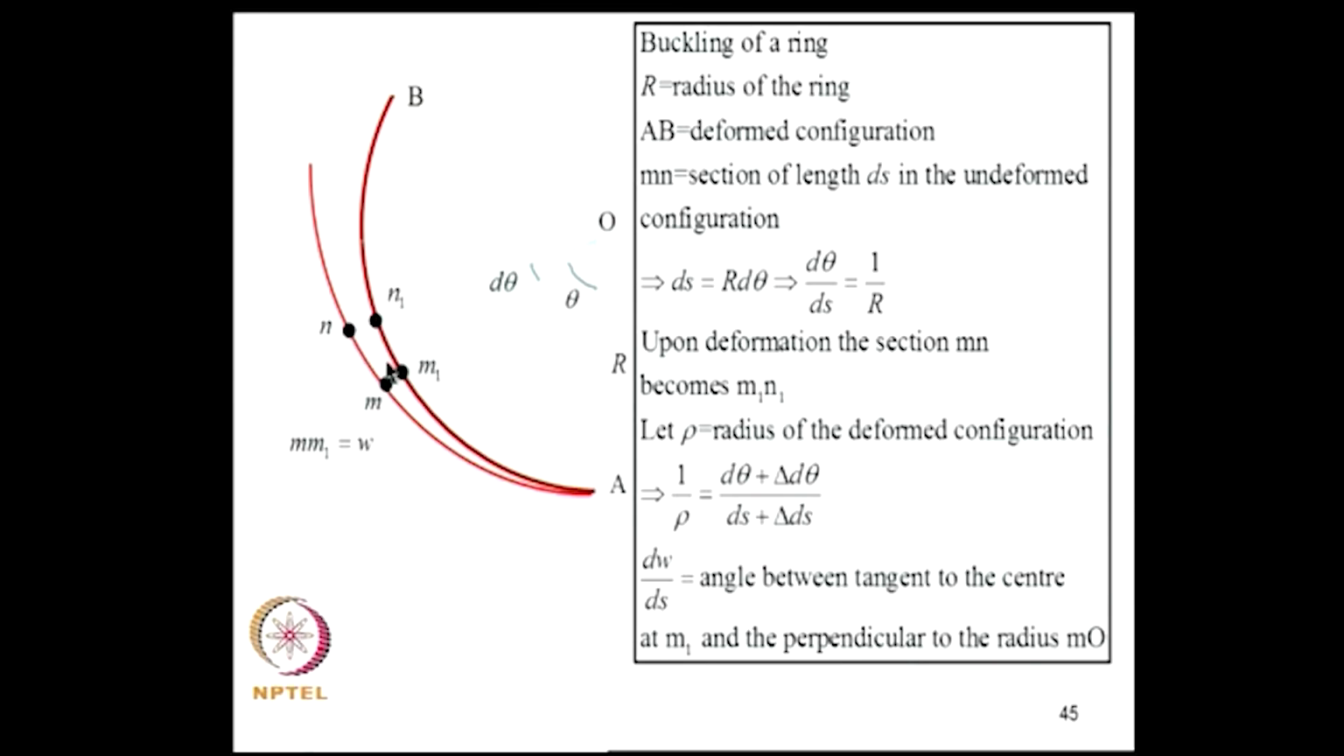Now ds is nothing but r d theta, and therefore I get d theta by ds is 1 by r. Upon deformation the section MN becomes M1N1. Let rho be the radius of the deformed configuration. By following this argument, 1 by rho will be (d theta plus delta d theta) divided by (ds plus delta ds). So dw by ds is the angle between the tangent to the centerline at M1 and the perpendicular to the radius MO, that is the slope basically.